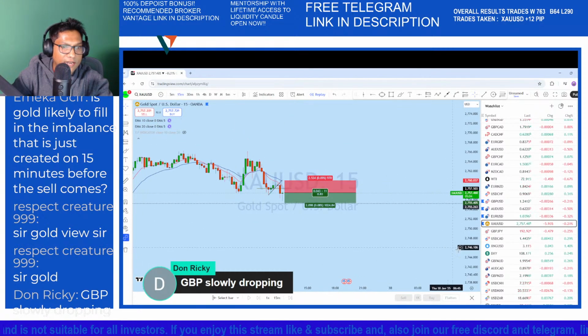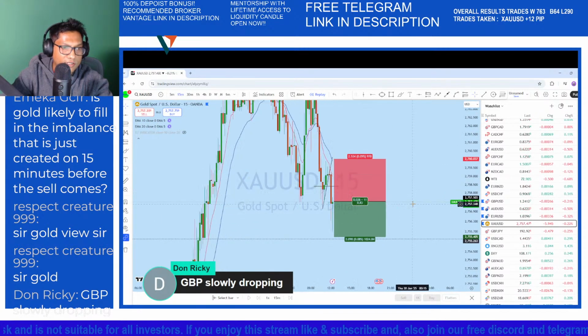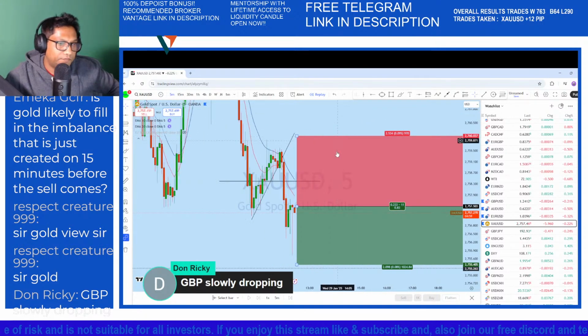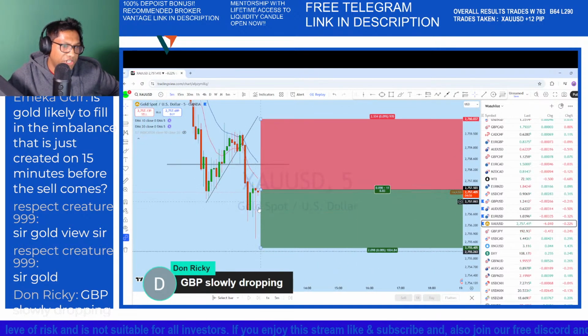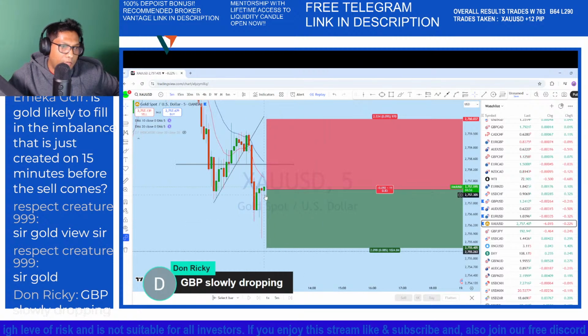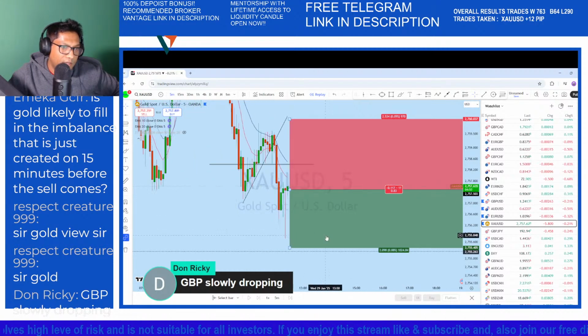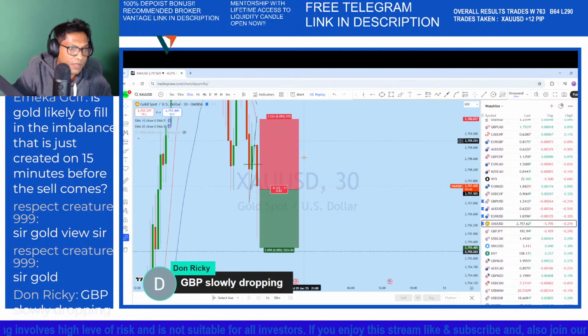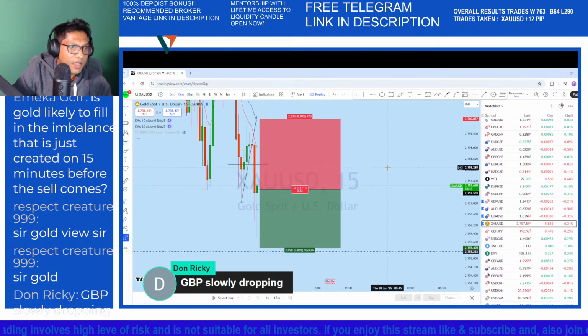XAUUSD, we can see that from this level it has currently started to drop here. If you look at it, you can see with this doji formation, the market from that level, the price is slowly breaking below that level here.